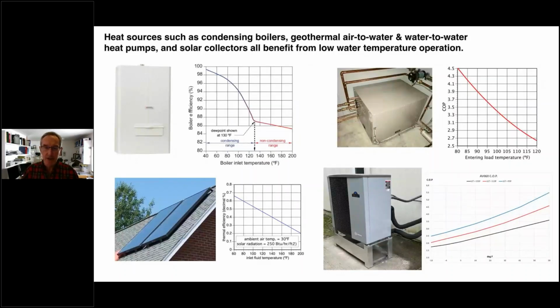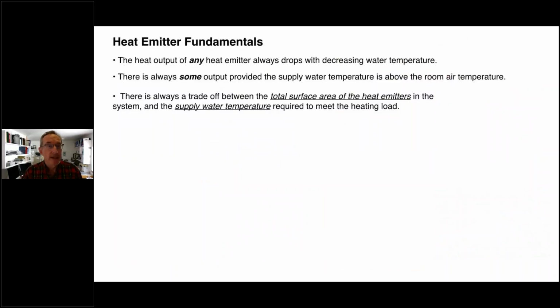So the common message with all these heat sources today is that lower water temperatures benefit the efficiency of the heat source. Now, again, the heat emitters in the system will have tremendous influence over the water temperature the system operates at. So with any heat emitter, the output always goes down as the water temperature inside the heat emitter goes down. I'm sure just about everybody knows that, but it's worth stating.